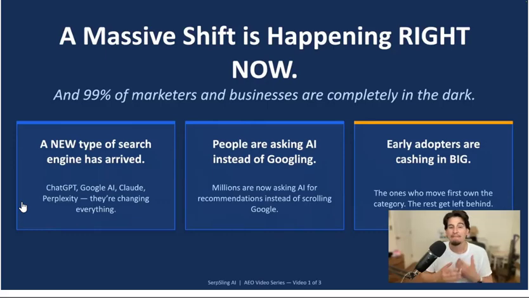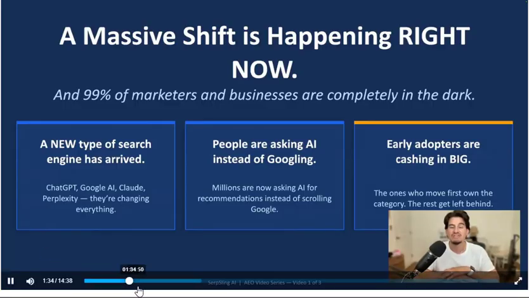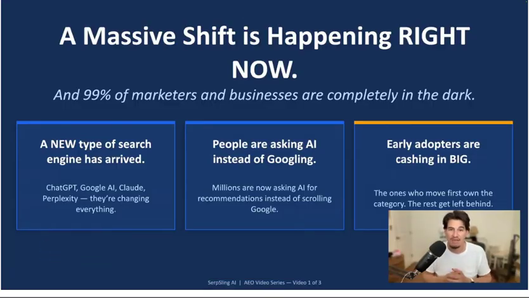All right, there's a massive shift that is happening right now. And 99% of marketers and businesses are completely in the dark. Okay, this is such a new term, such a new industry, and it's a new type of search engine that has arrived. Right, ChatGPT, Google AI, Claude, Perplexity. They've changed everything, and they're continuing to change everything, as you may already know.